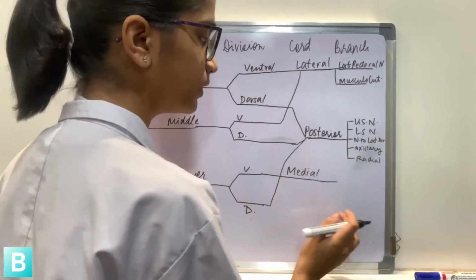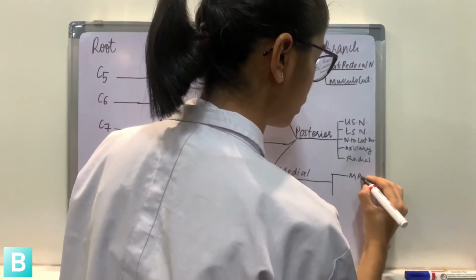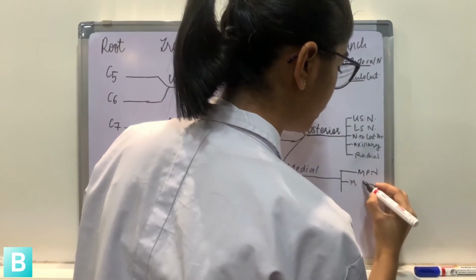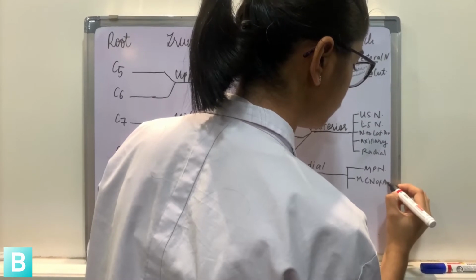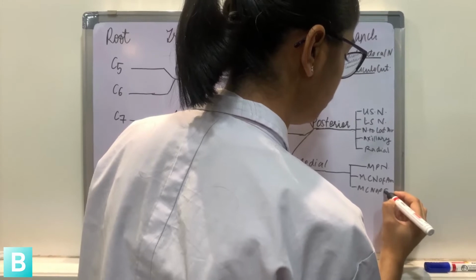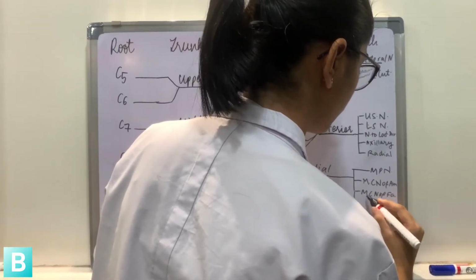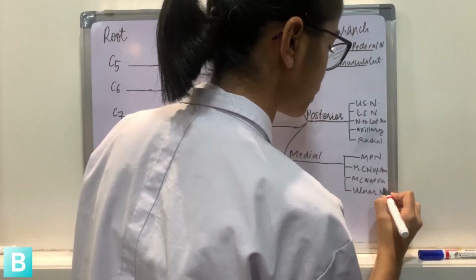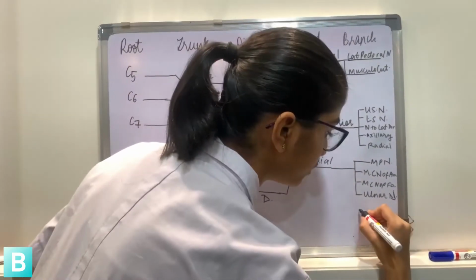The medial cord branches out to form the medial pectoral nerve, the medial cutaneous nerve of arm, the medial cutaneous nerve of forearm, the ulnar nerve, and there's one more branch. Now the branch that we have still left is the median nerve.